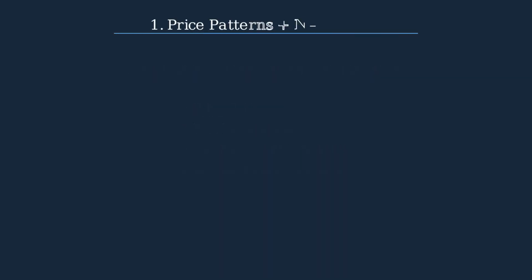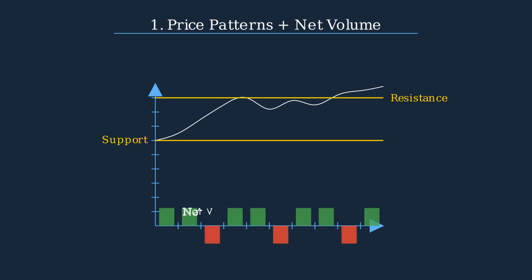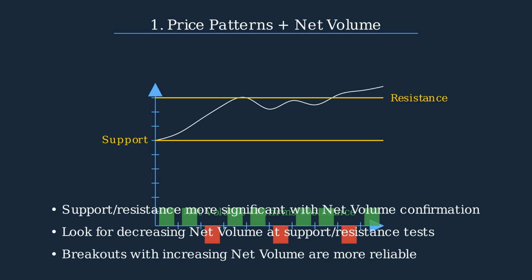Price patterns like support and resistance become much more significant when confirmed by net volume. When price approaches a resistance level with declining net volume, it suggests the upward momentum is weakening. Look for decreasing net volume when price tests support or resistance, and increasing net volume during breakouts for the most reliable signals.